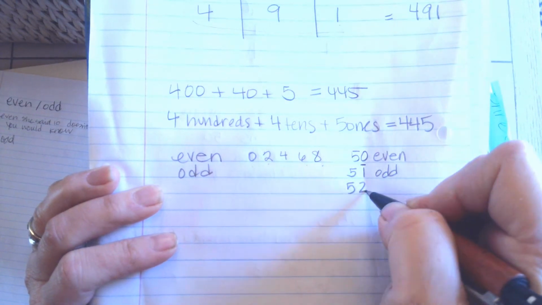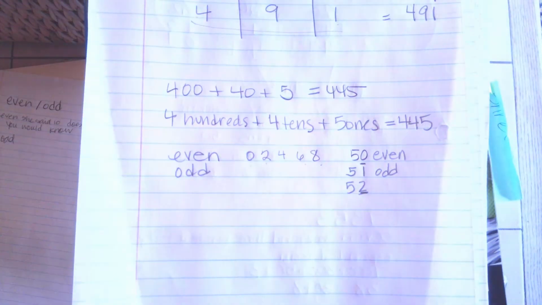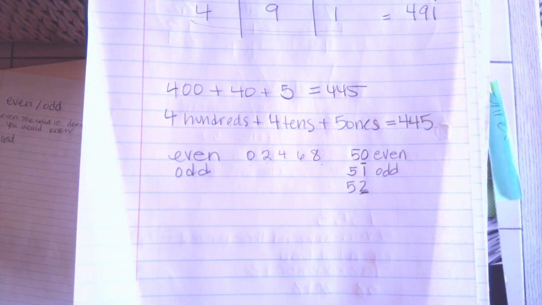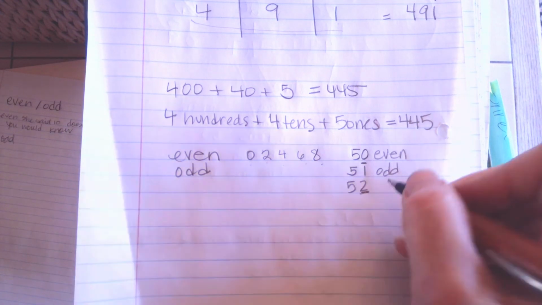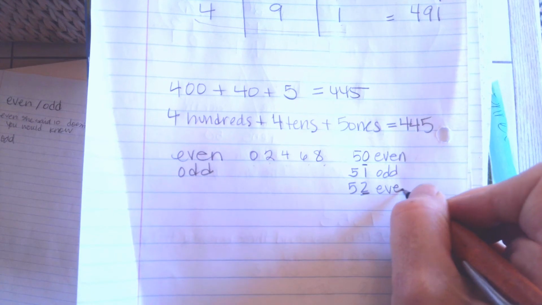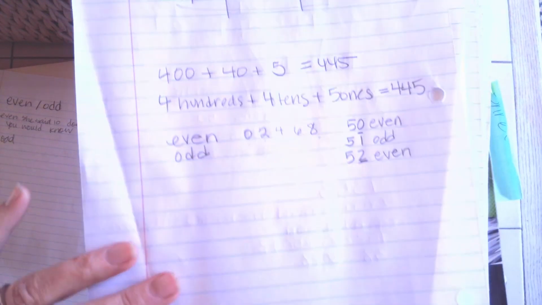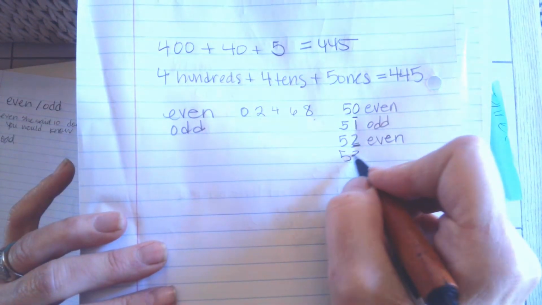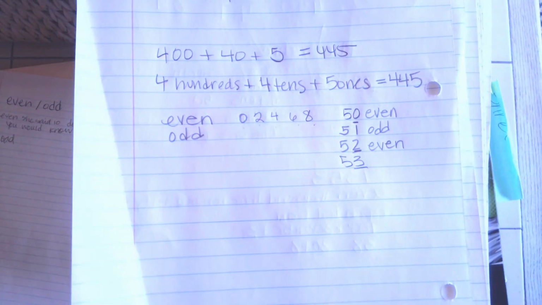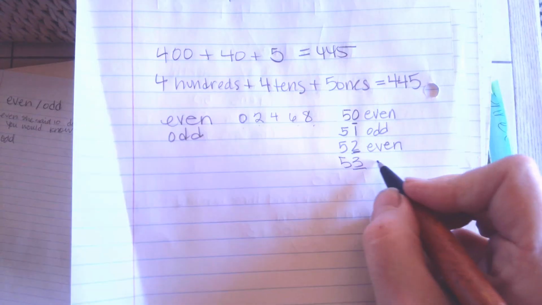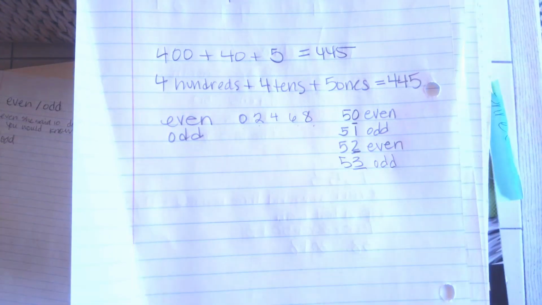52 ends in a 2, so that's part of our 0, 2, 4, 6, 8. We appreciate the even numbers. It is even. 53 ends in a 3. Is that part of our song? 0, 2, 4, 6, 8. Nope. So we do not appreciate it. It's odd. Is that kind of making sense to you?